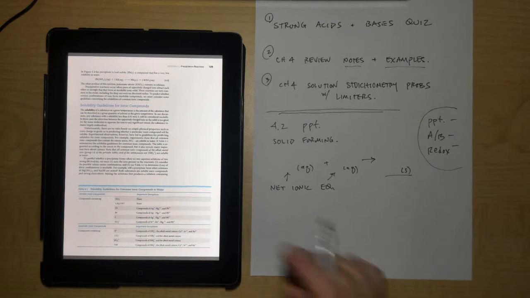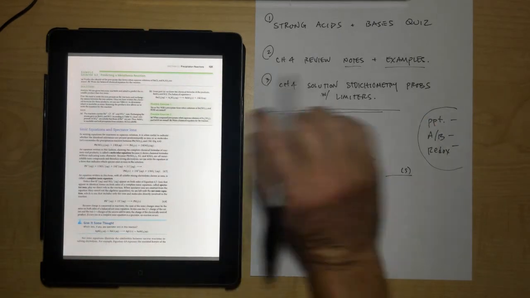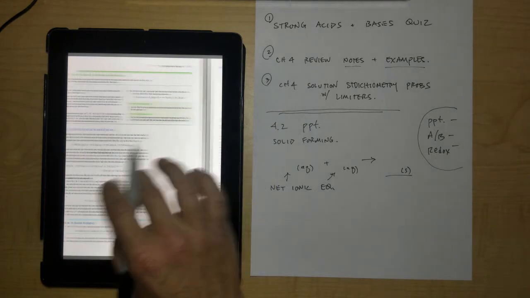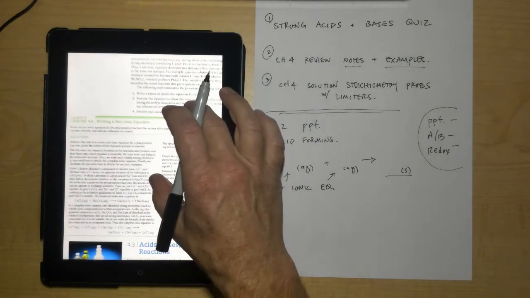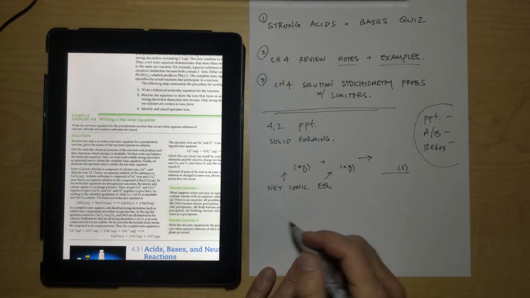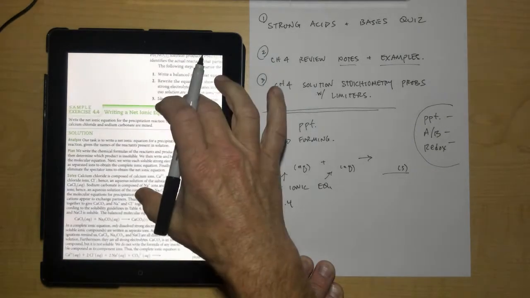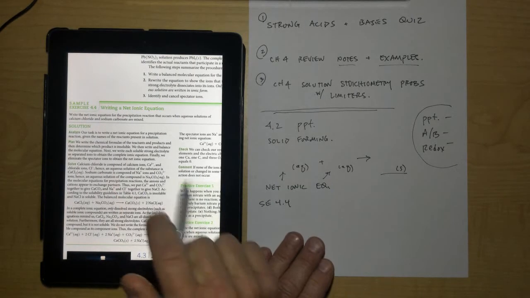All right, so let's do one of these kind of reactions with a net ionic equation. I'm going to go to this guy right here, sample exercise 4.4. I'll try to zoom in just a little bit more on there so you can kind of read it on the screen, or you can pull it up on your book too.